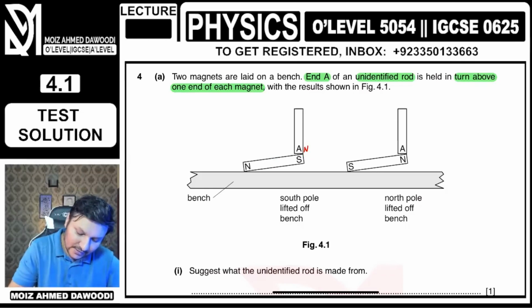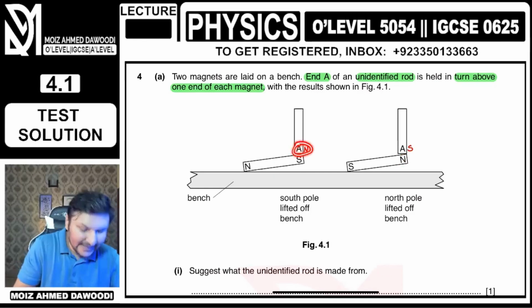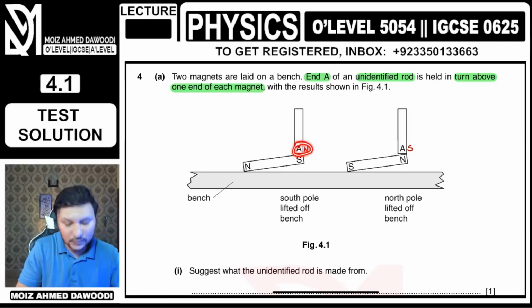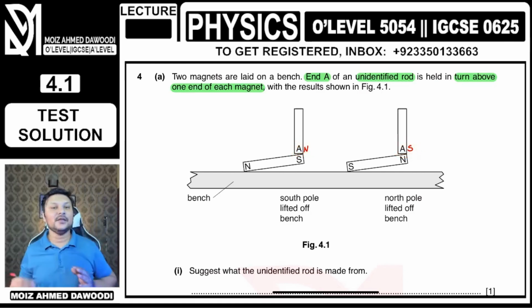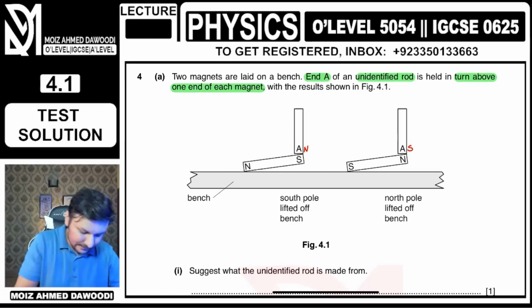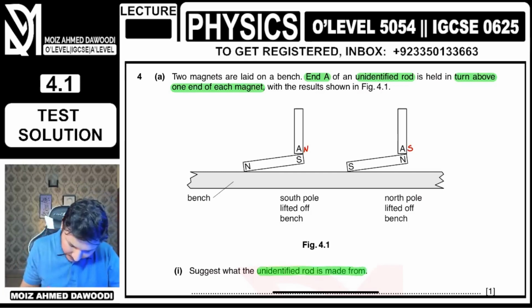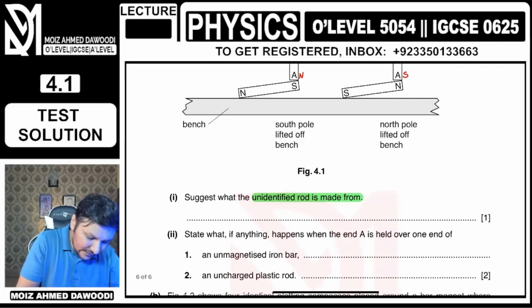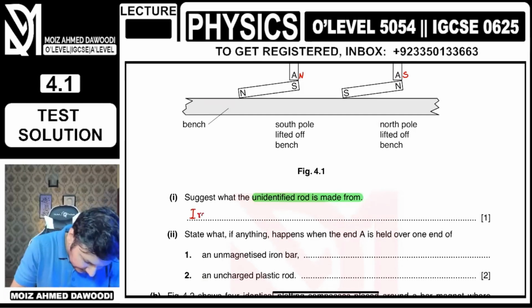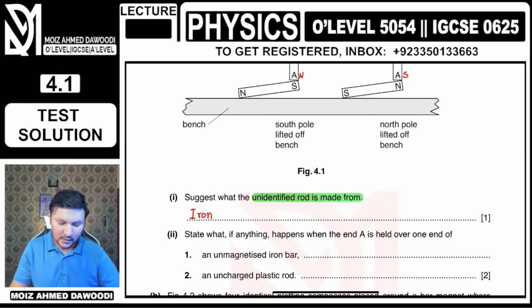Similarly, end A is attracted again. That means the magnet has generated a south here. So sometimes end A is making a north pole, sometimes making a south pole. That means it has no fixed pole, it's iron. Which material is it made from? Iron. This will give you 1 mark.